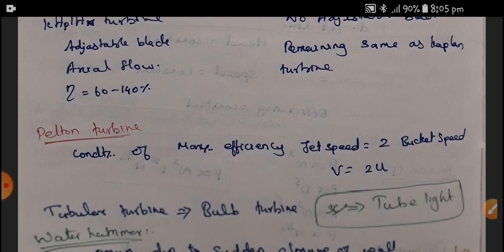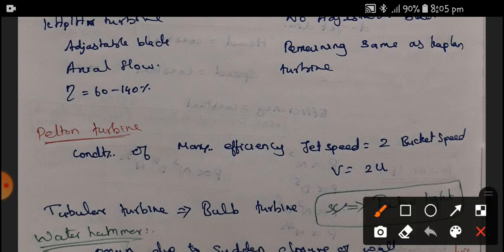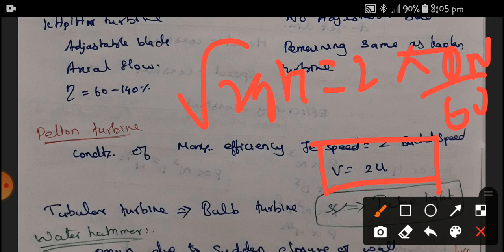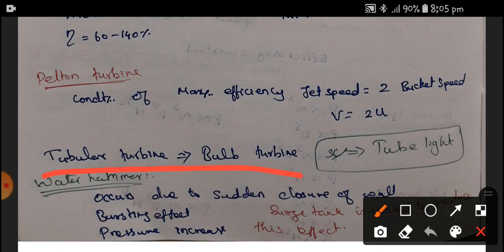Whereas in the Pelton turbine, the condition of maximum efficiency is that the jet speed is equal to 2 times the bucket speed, whereas V is equal to 2 times U. So V, that is root of 2GH, is equal to 2 times U, pi D N by 60. Then only the efficiency will be maximum. The tubular turbine is a bulb turbine, that is, we can say tube and bulb. You can remember by means of this.